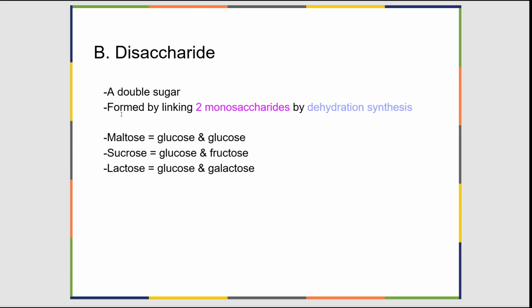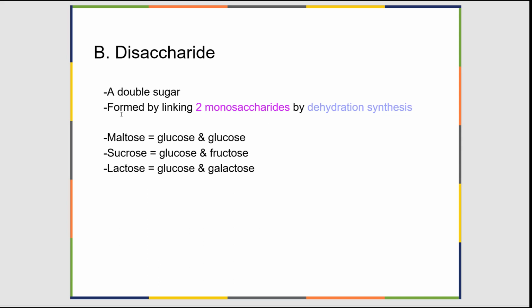Okay. We have monomers of sugars that are going to be joined together to make disaccharides. Di means two. Disaccharides are double sugars. They are formed by linking the 2 monosaccharides together. That's done by a dehydration synthesis. So remember, that's removing water from this reaction.